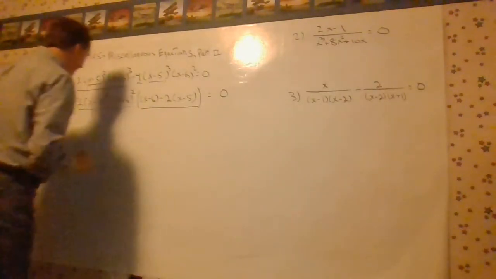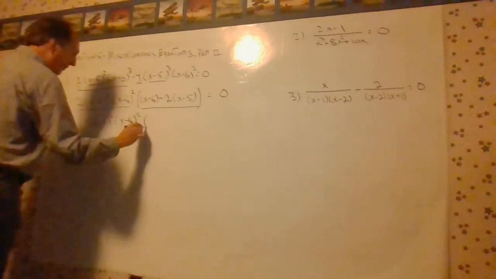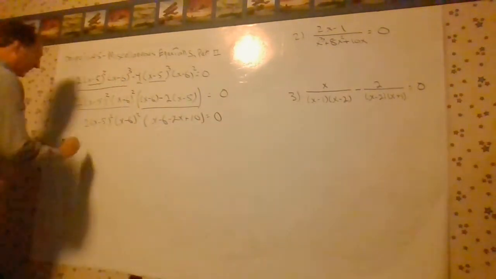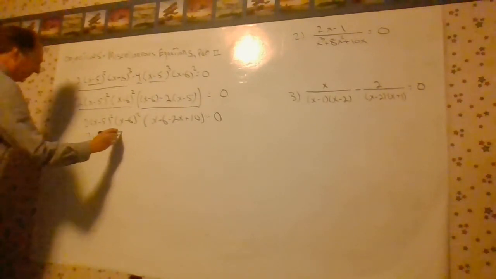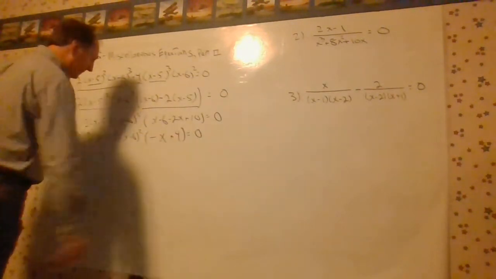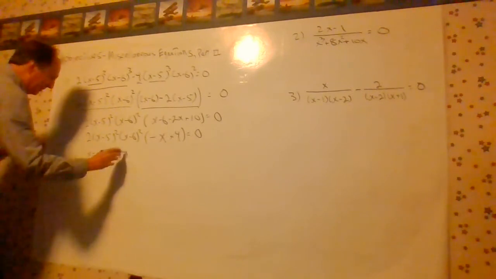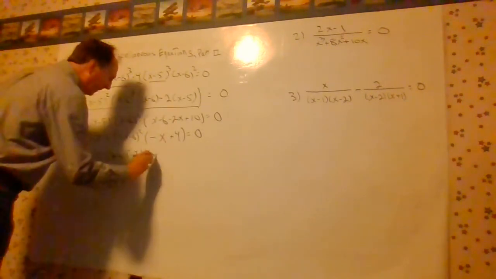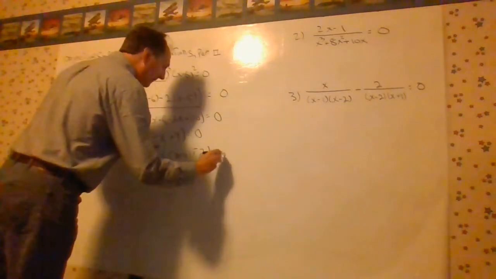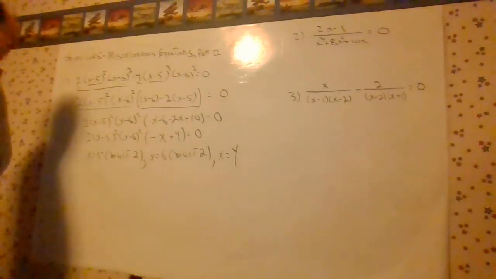Now this could be broken down, of course. We have 2 times (x minus 5) squared, (x minus 6) squared, times (x minus 6 minus 2x plus 10) equals 0. 2(x minus 5) squared, (x minus 6) squared, negative x plus 4 equals 0. Now here's the zeros. We have x equals 5, multiplicity 2, x equals 6, multiplicity 2, and this one is x equals 4. Negative 4 plus 4 is 0. And that's all the zeros.